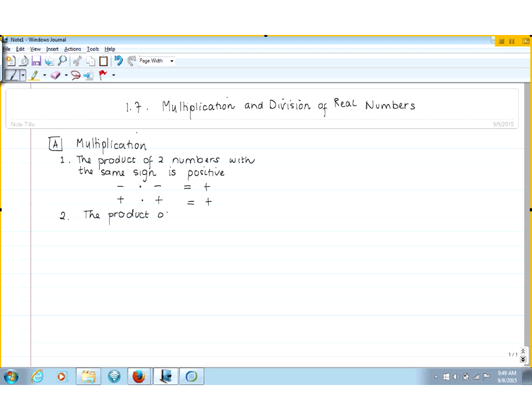So what about if the signs are opposite? Negative, right? The product of two numbers with opposite signs is negative. So what is negative times positive? Negative. Positive times negative is negative also. All right. So for example, let's find the numbers. Multiply.